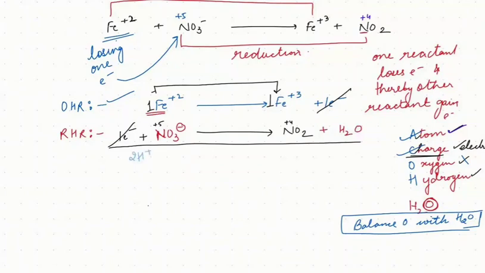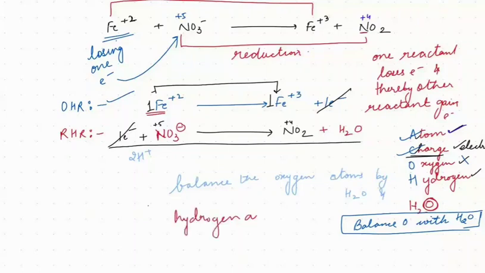So what is the rule to balance in the acidic medium? Balance the oxygen atoms by water, and hydrogen atoms by H plus ions. Simple. That's the rule. I hope you're writing them. So balance the oxygen atoms by water and hydrogen atoms by H plus.